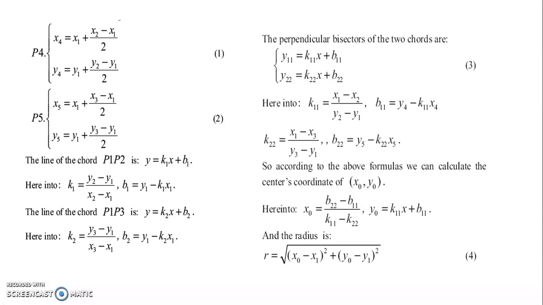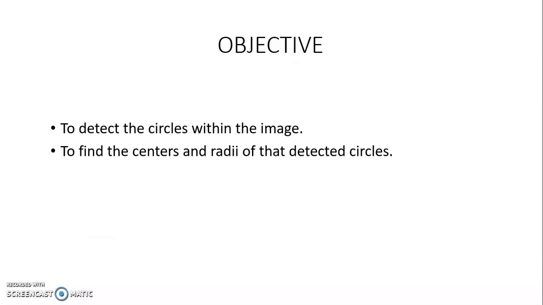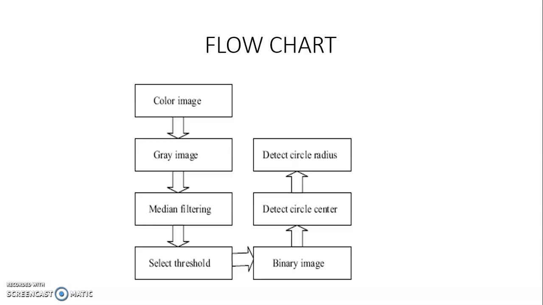This is done theoretically. Let's see what the objectives are that we are going to consider in this project. First, we'll find the circles within an image. Then we'll find the radius and the centers of those detected circles. So let's see the flow chart of the whole process.